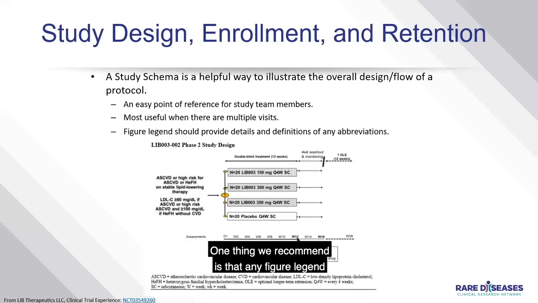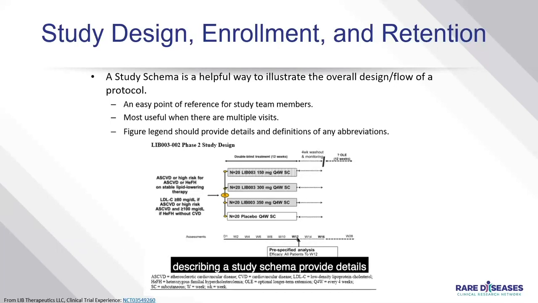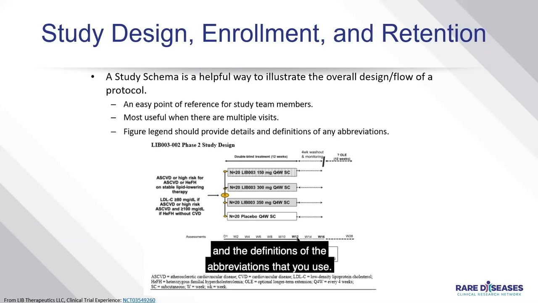One thing we recommend is that any figure legend describing a study schema provide details and the definitions of any abbreviations that you use. What I've provided here below is an example from a clinical trial protocol from LIB Therapeutics that I pulled from clinicaltrials.gov.